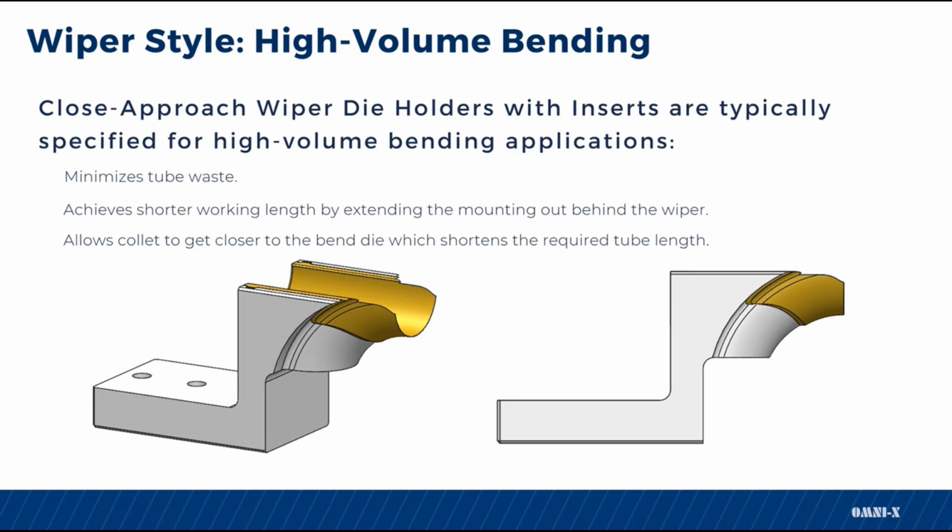Close approach wiper die holders with replaceable wiper inserts are specified for most high volume applications. Close approach wiper holders are used for minimizing tube waste, achieving a shorter working length by extending the mounting out behind the wiper, and allowing the collet to get closer to the bend die, which shortens the required tube length.